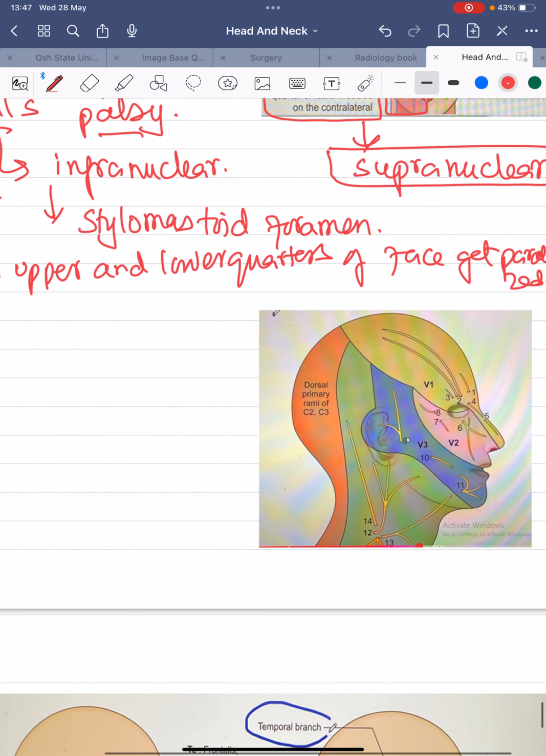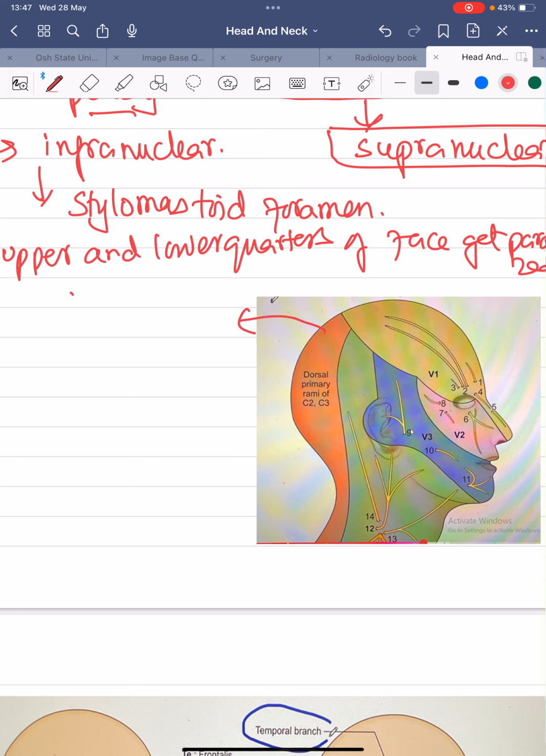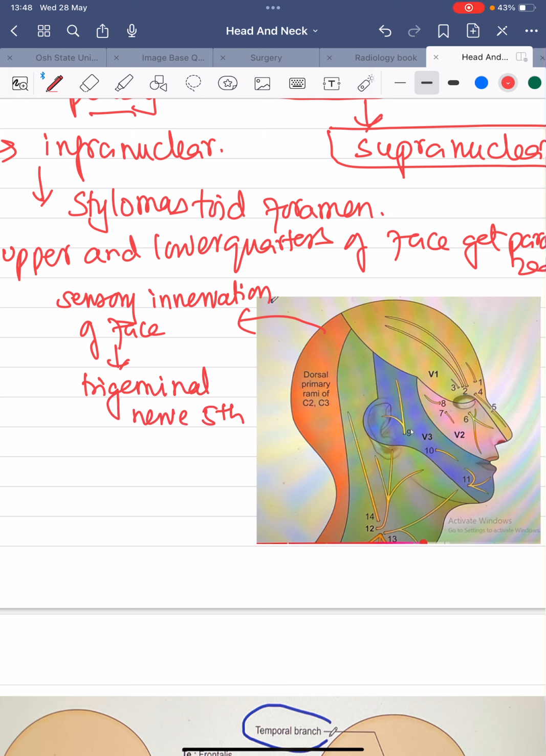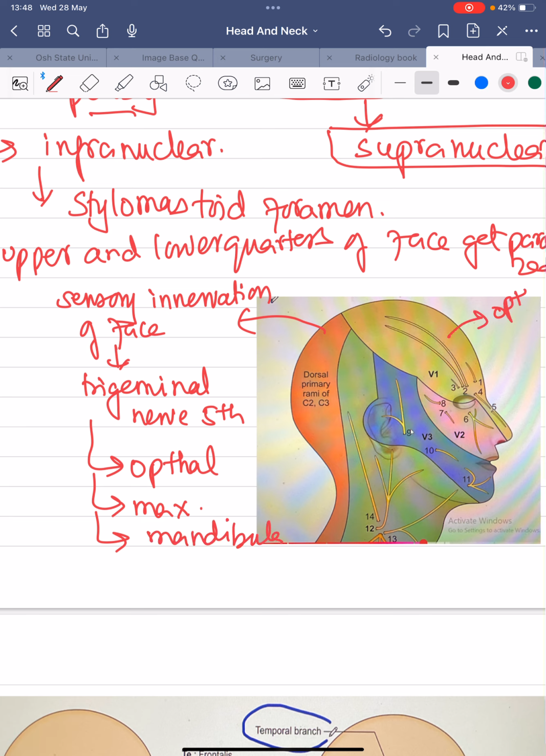Okay, now coming to this picture, I said to you that the sensory innervation of the face is done by the trigeminal nerve. Trigeminal nerve is your fifth cranial nerve, and it has three branches. Number one, the ophthalmic branch. Second, the maxillary branch. Third, the mandibular branch. Okay, now see this diagram. This is the ophthalmic branch, this is the maxillary branch V2, and this is the mandibular branch.